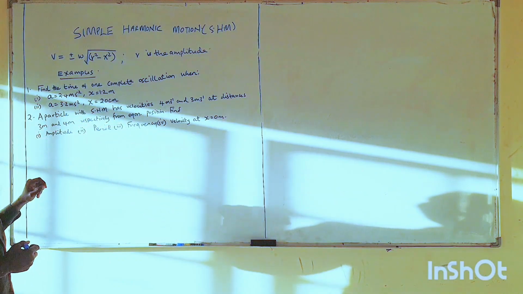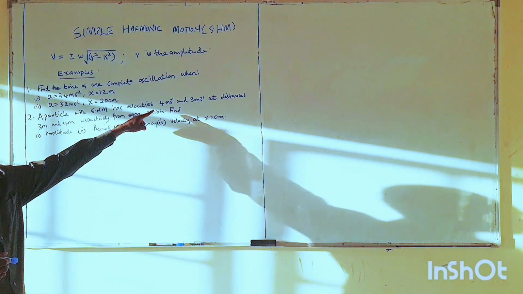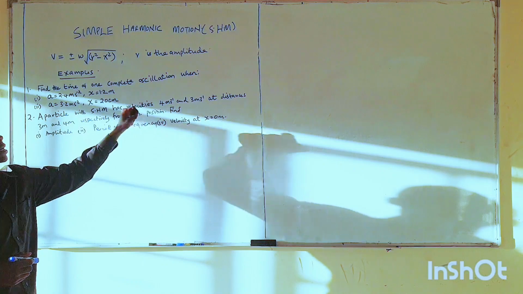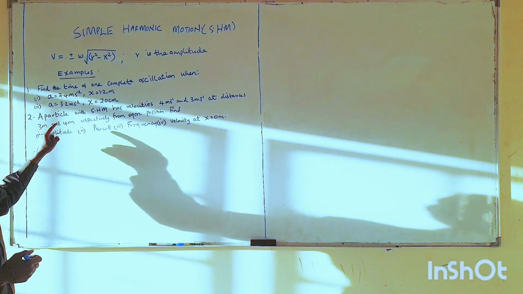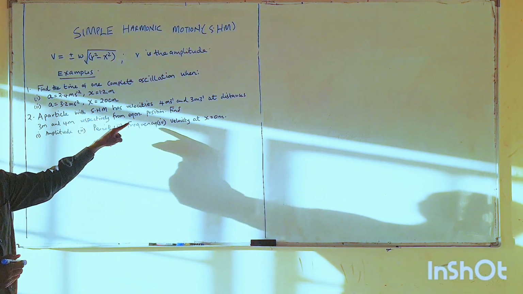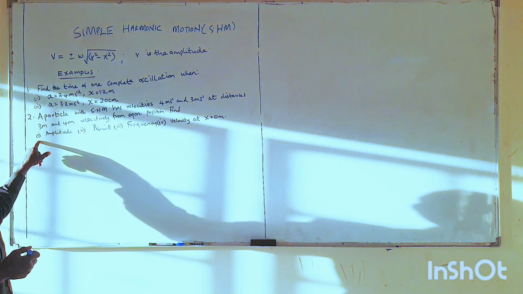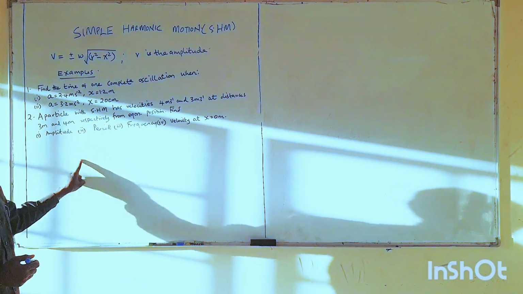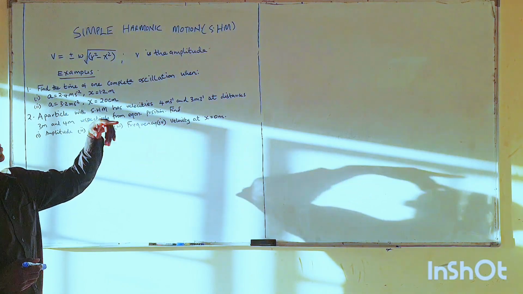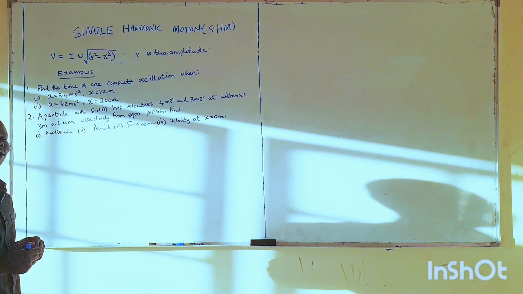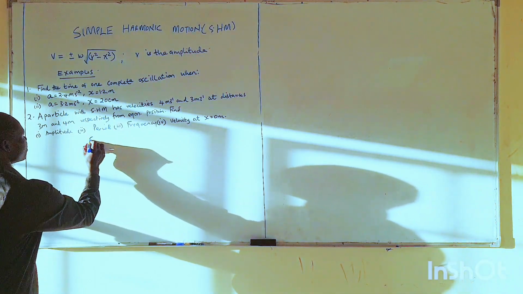We have example 2, which says a particle with a simple harmonic motion has velocities 4.4 meters per second and 3 meters per second at distances 3 meters and 4 meters respectively from the equilibrium position. And the questions here are: find the amplitude, period, frequency, and velocity of the motion at x is equal to 0 meters. Now we shall start from number 1.